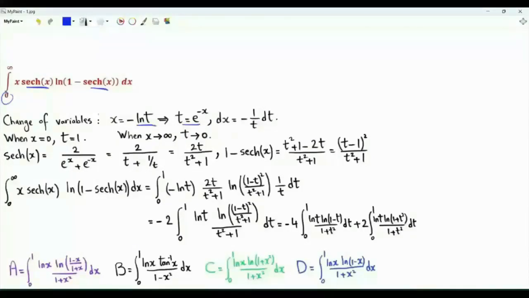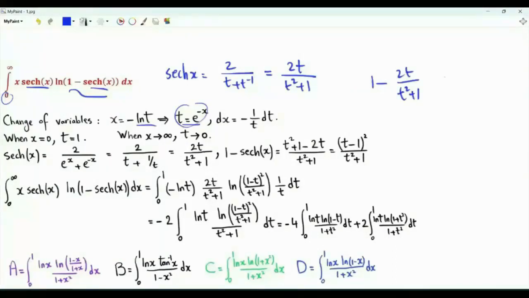We want to write these two in terms of the new variable t. We have 2 over t plus t to the minus 1. Multiplying the numerator and denominator by t, this is equal to 2t divided by t squared plus 1. The argument of the natural logarithm becomes 1 minus 2t over t squared plus 1. This is t squared minus 2t plus 1 over t squared plus 1. This is 1 minus t squared divided by 1 plus t squared.